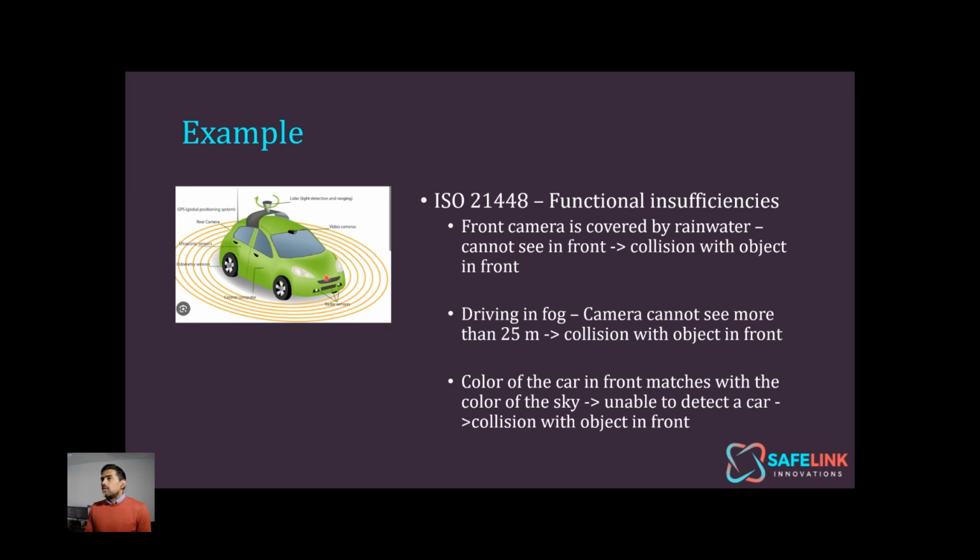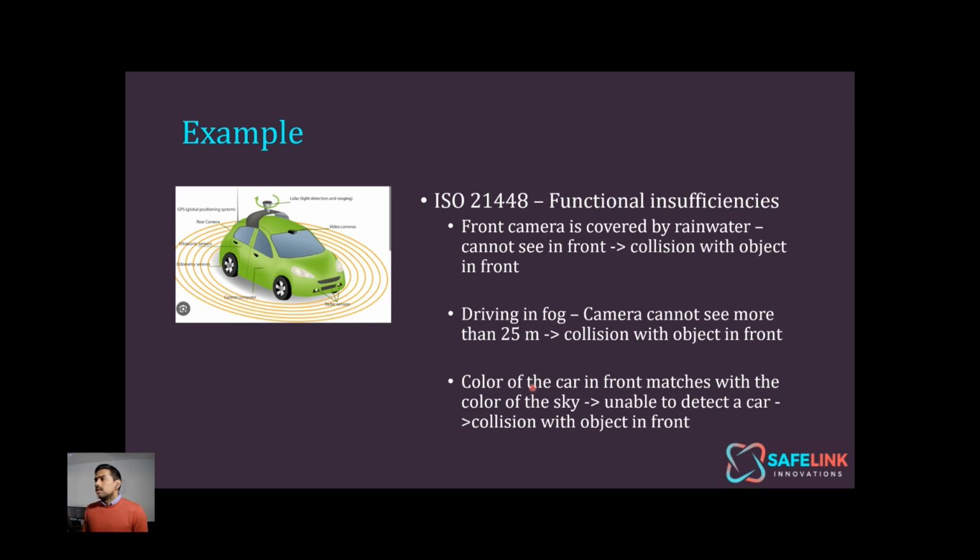Similarly, consider driving in fog. If you're driving in fog, your visibility in front is reduced. It could be less than 25 meters. If it's heavy fog, it could be less than that. Now, if you're driving on a highway, this is a problem because you cannot see far enough to decelerate. Consider this example. The color of this car in front matches the color of the sky, so it kind of blends into the environment.